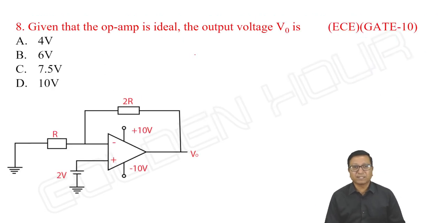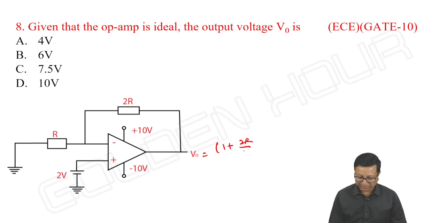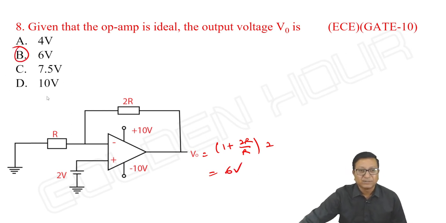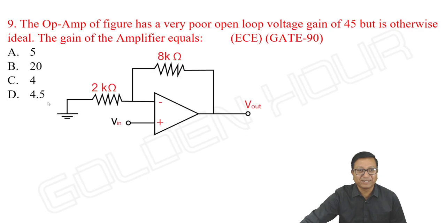Okay, given that the op amp is ideal, the output voltage is, very basic level question. It is 1 plus 2R by R into 2 volts. It is 6 volts. Okay, within seconds we write it.